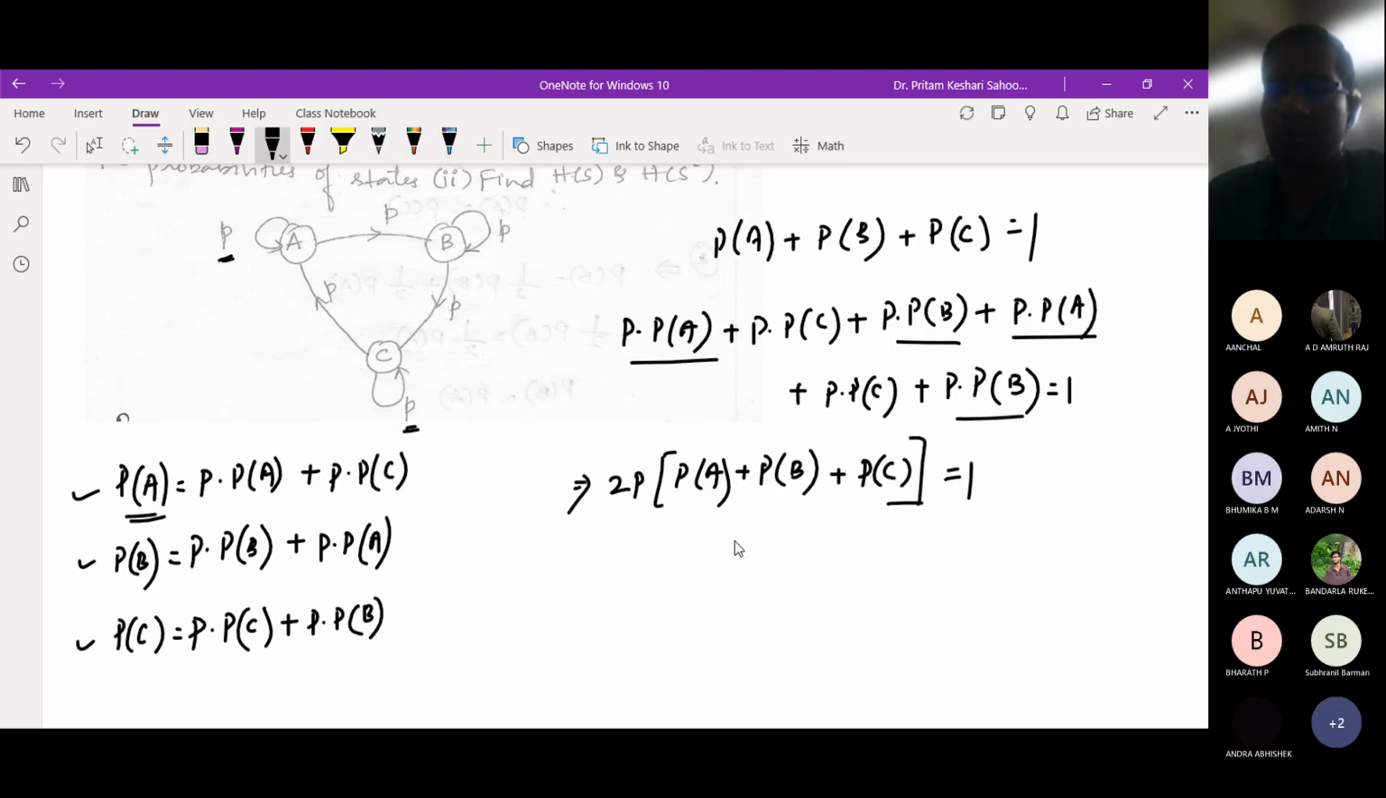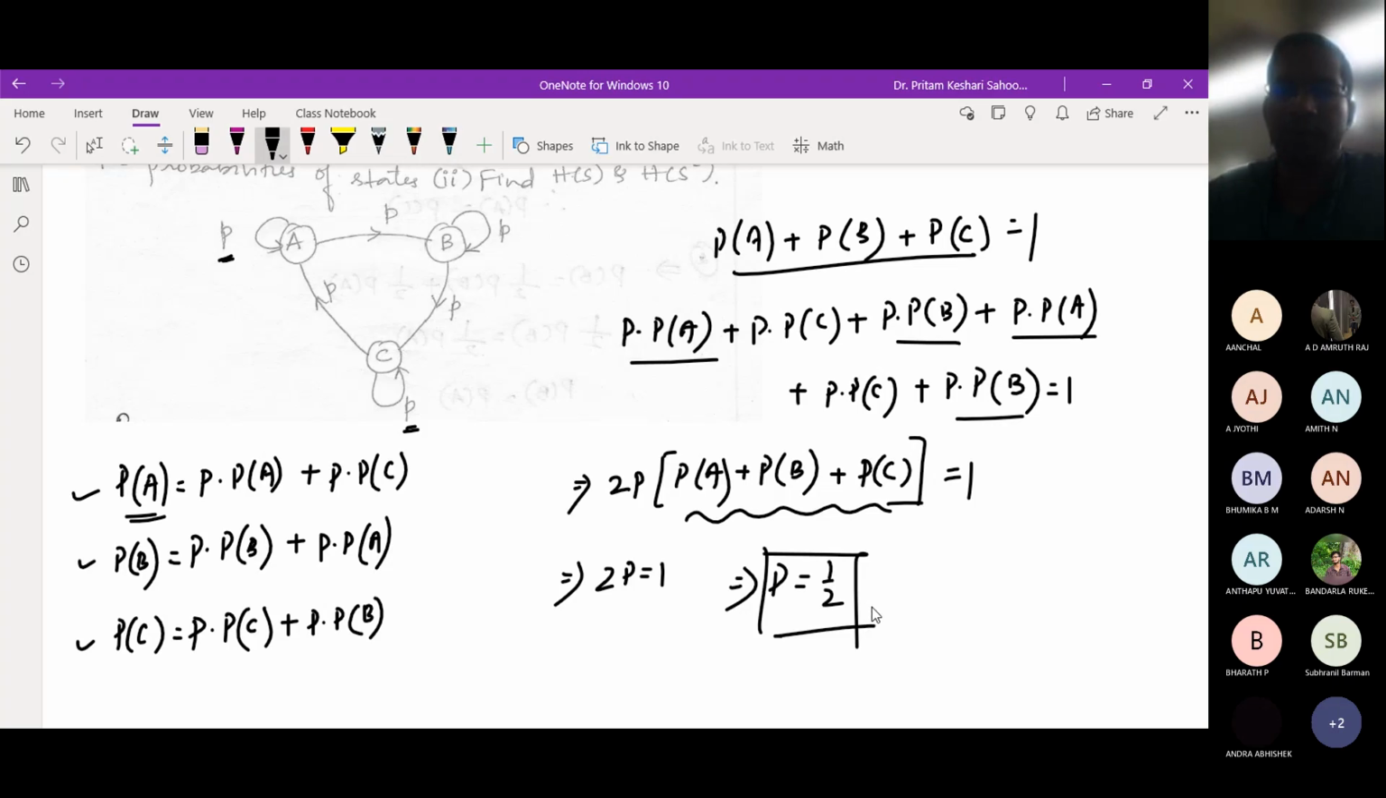So this equals 1. And we have taken that the sum of probabilities of all three states has to be 1. So similarly, this sum will become 1. So we can write 2 into P equals 1. From this, we can calculate the value of P, that is 1 divided by 2. So everywhere it is written P, that value we could calculate in this process.